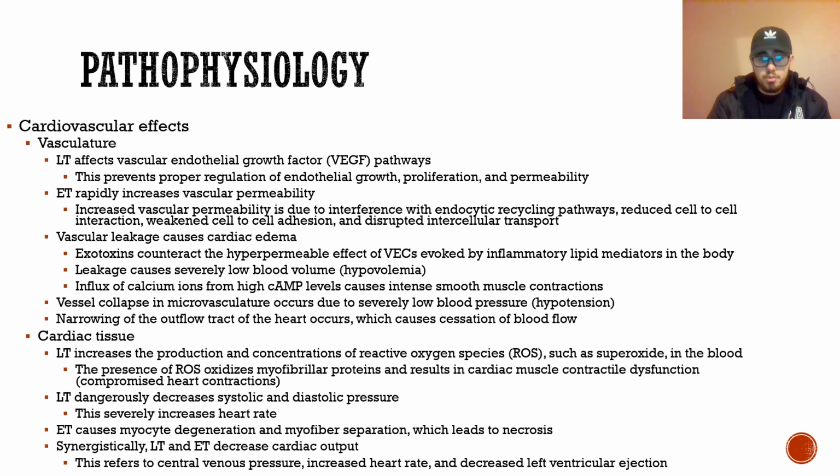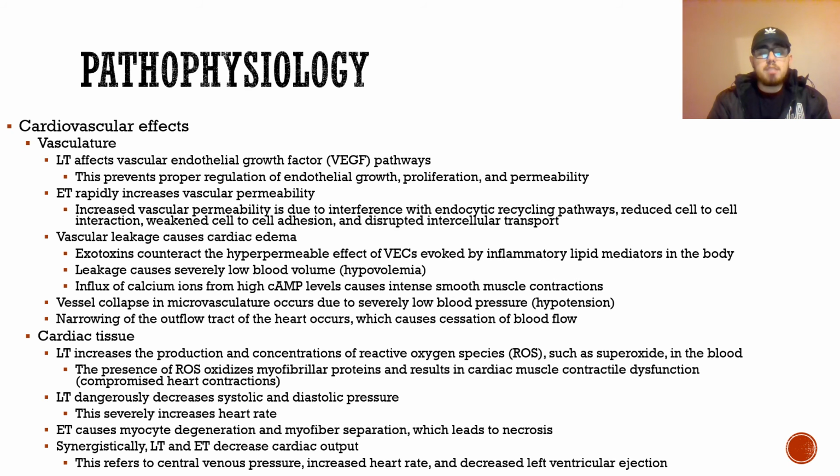Moving on to the cardiac tissue, lethal toxin increases the production and concentrations of reactive oxygen species, ROS for short, such as superoxide in the blood. Now, this presence of ROS will actually oxidize myofibrillar proteins such as myosin, actin, troponin, tropomyosin, and it results in cardiac muscle contractile dysfunction, or basically compromised heart contractions. Lethal toxin dangerously decreases systolic and diastolic pressure. Now, when this is affected, it'll increase heart rate, because the heart has to work harder to pump blood.